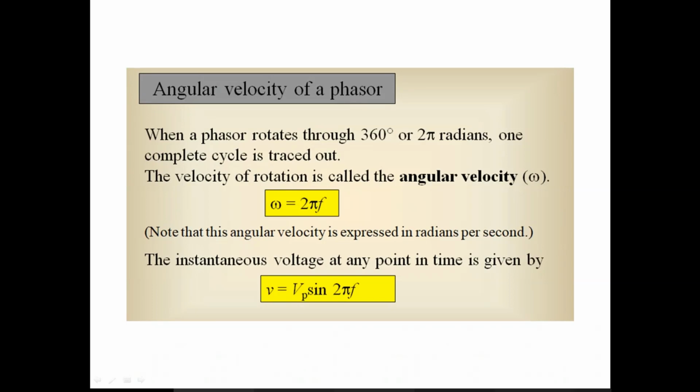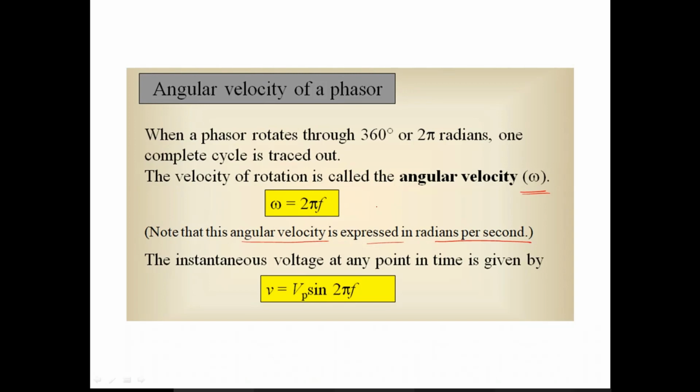When the phasor rotates through 360 degrees or 2 pi radians, one complete cycle is traced out. That we have already discussed in the last class. Therefore, the velocity of rotation is called the angular velocity, and it is generally represented with the letter omega. So omega is given by 2 pi f, where f is the frequency of the sinusoidal waveform. Please note that the angular velocity is expressed in radians per second.